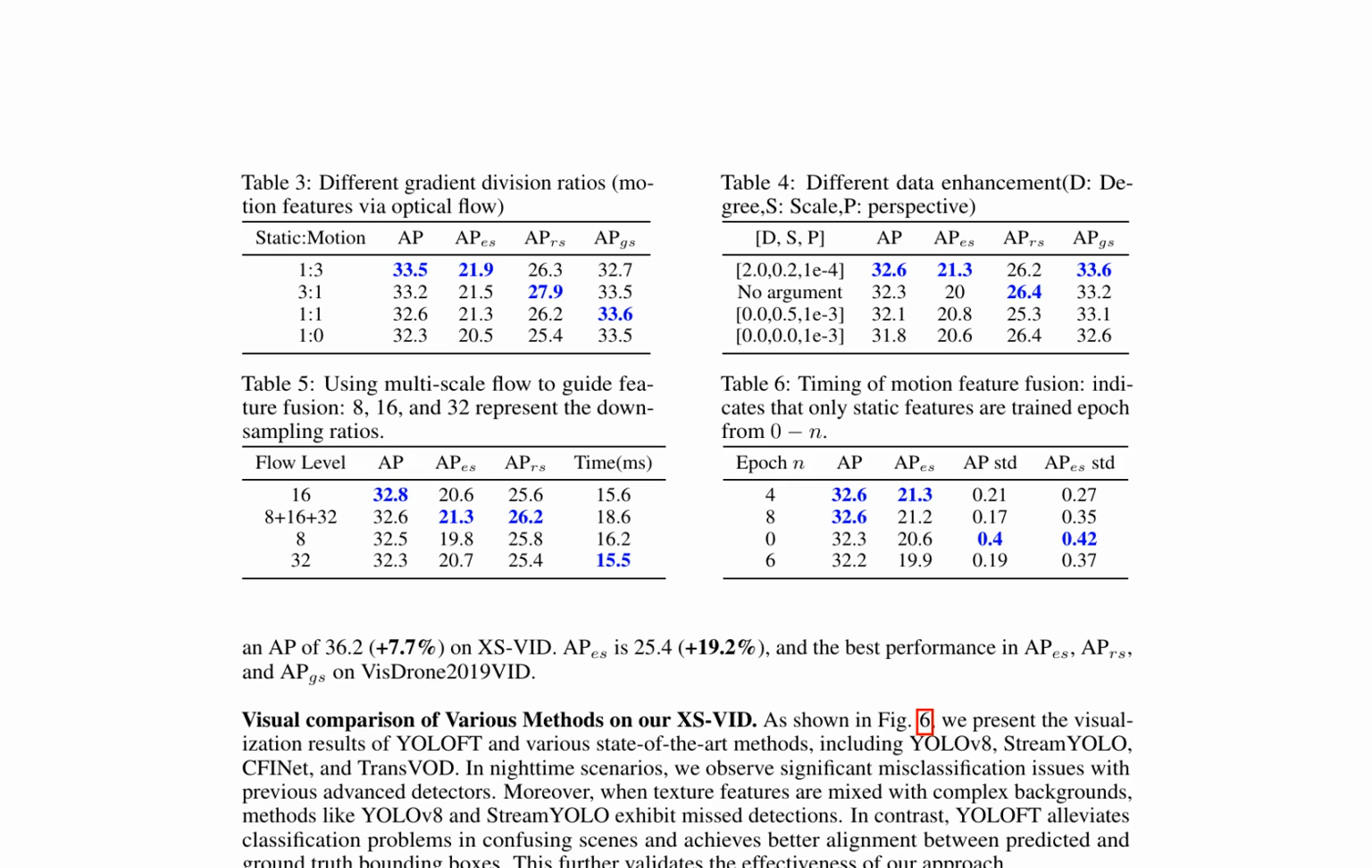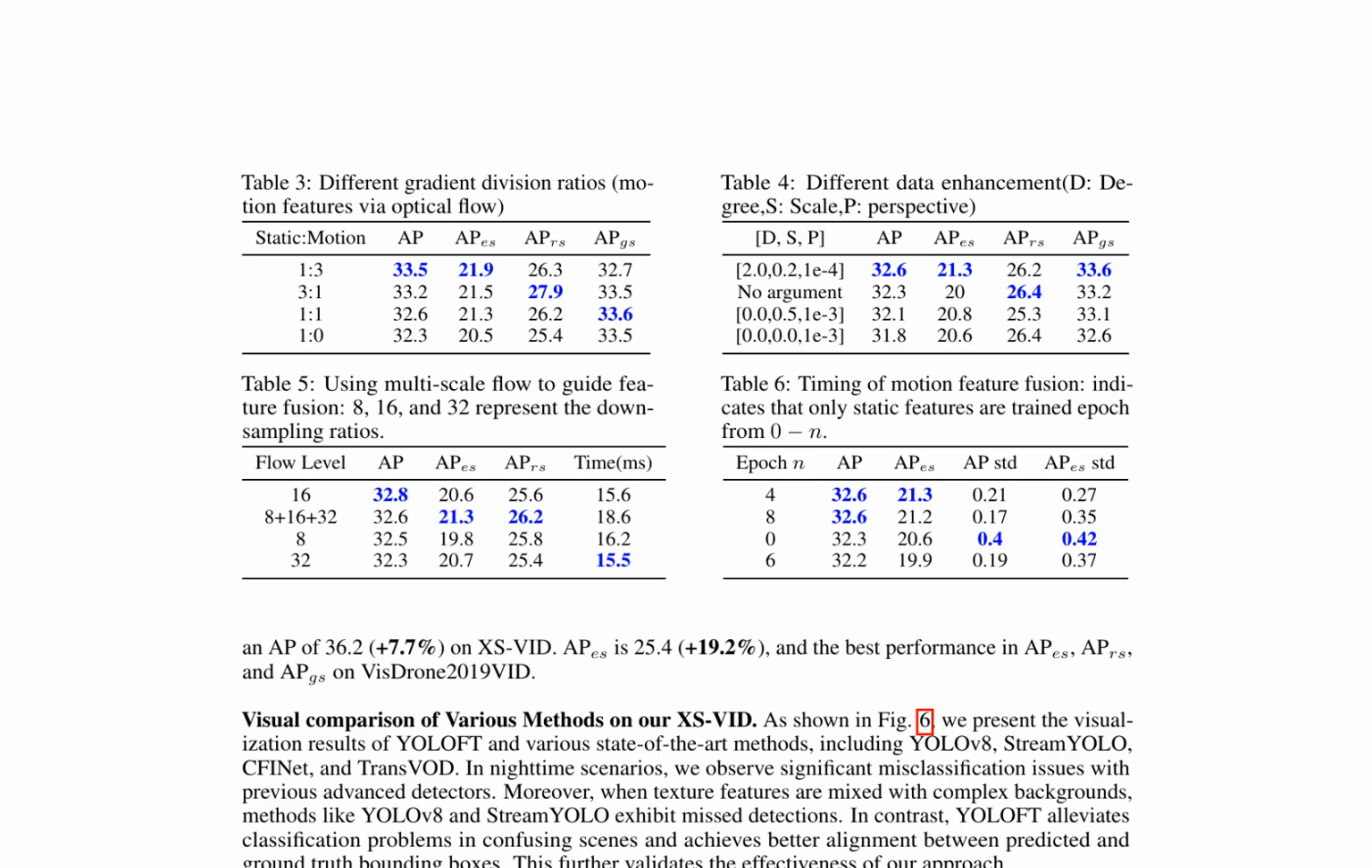Table 3 reveals that a 1:3 or 3:1 ratio of motion to static feature segmentation yields better performance than a 1:1 ratio, with the highest detection accuracy achieved when motion information dominates, static to motion equals 1:3. This suggests that prioritizing motion features is crucial for enhancing detection accuracy in scenarios where texture is degraded. The importance of high-quality static features is also emphasized, as they significantly enhance detector robustness.